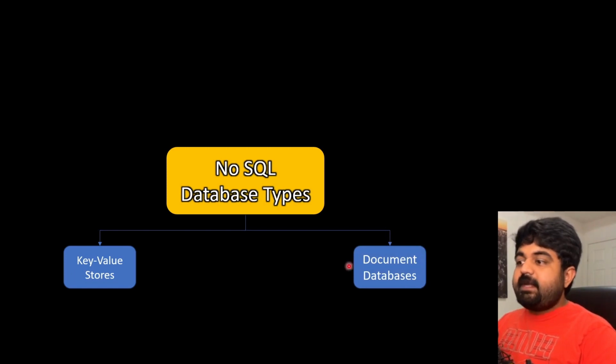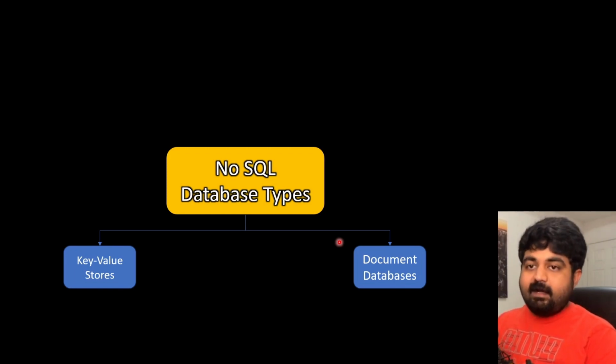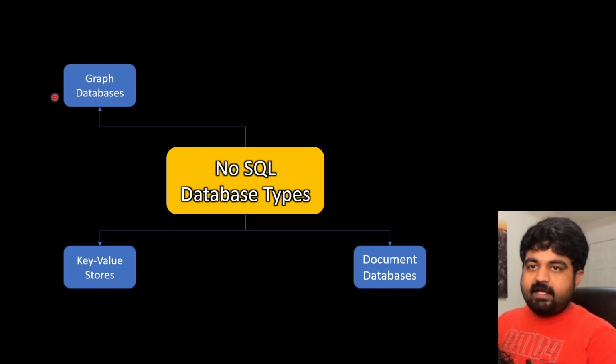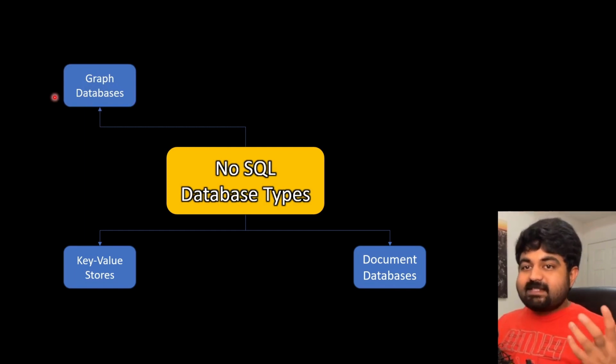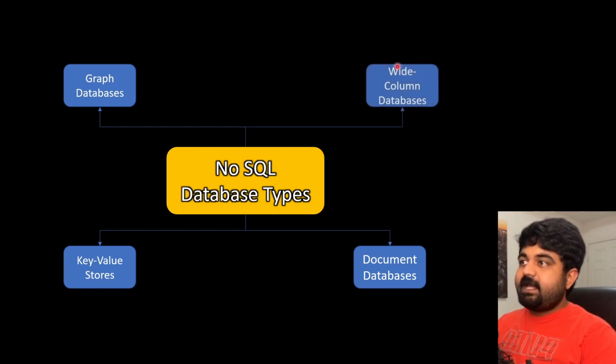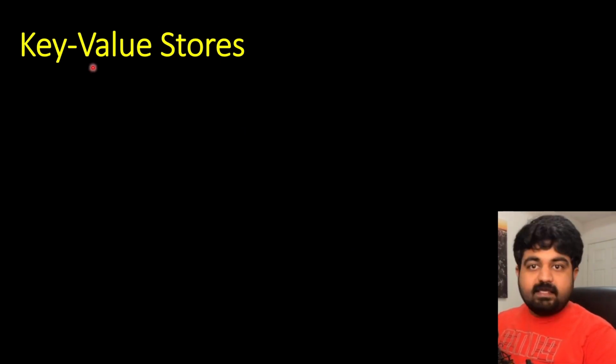Next one is a document database. As the name suggests, it's very good for storing and handling different types of documents. Next one is a graph database. This is one of my favorite databases because I personally like graph-based data structures, and these have real popular real life applications. And the last one is wide column-based databases. Now let's first start understanding the key value stores.